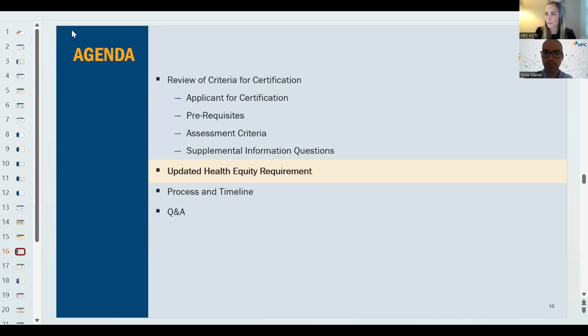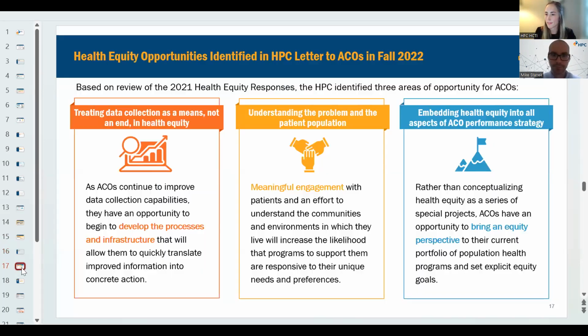Thanks, Christy. Can you go to the next slide? Great. So I just want to reiterate that all the assessment criteria that Christy just walked through are the same as in the last application 2 years ago. The health equity component of the application is where things will look new this year.